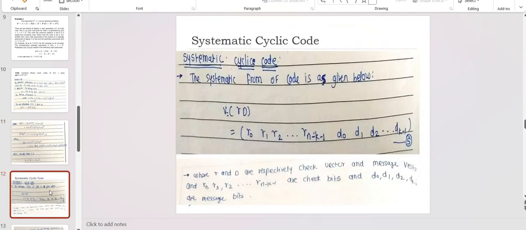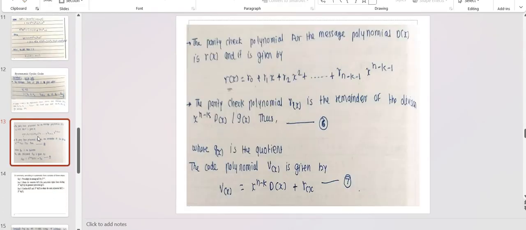So let us consider the systematic cyclic code also. Systematic cyclic code is nothing but v is equal to r into d, where r and d represent the check vector and message vector. D is the message vector and r is the check vector. That vector is represented as r0, r1, r2 up to r of n minus k minus 1 bits. And the message vector, you know, is represented as d0, d1, d2 up to d of n minus k.